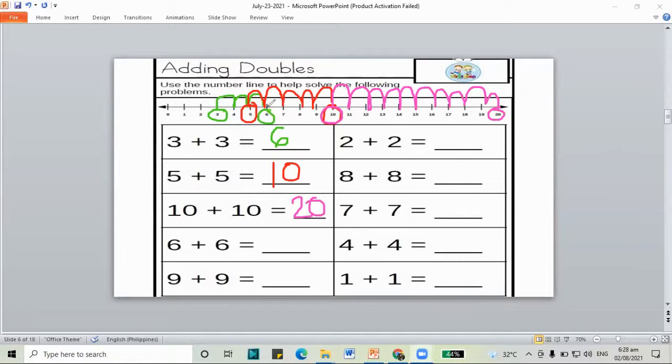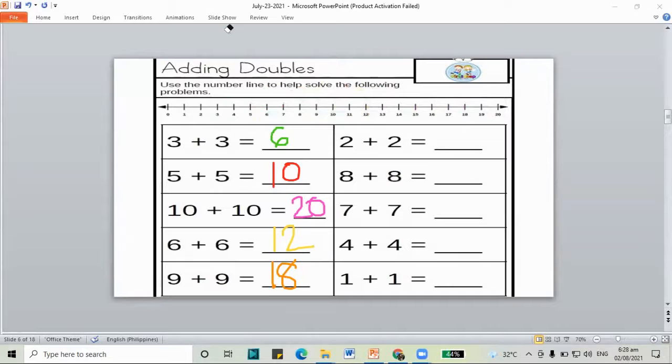Next one, 6 plus 6. Let's jump 6 times. 1, 2, 3, 4, 5, and 6. 6 plus 6 is 12. Next, how about 9 plus 9? Let's jump 9 times. 1, 2, 3, 4, 5, 6, 7, 8, 9. 9 plus 9, that is 18. Okay, let's move to our next set.